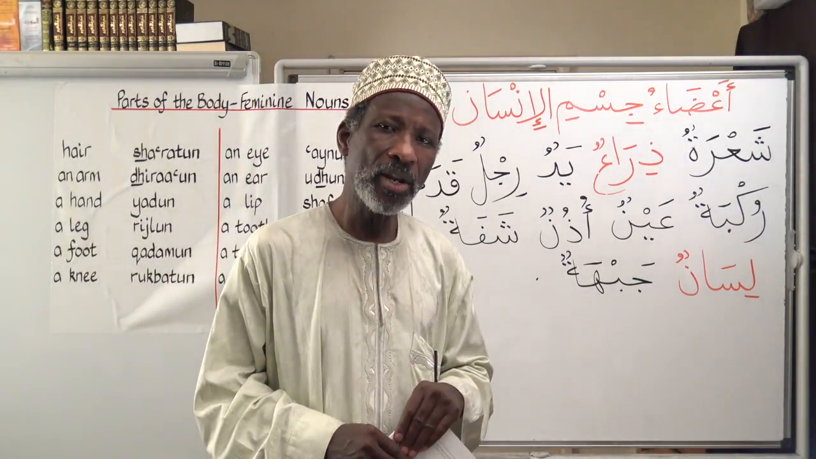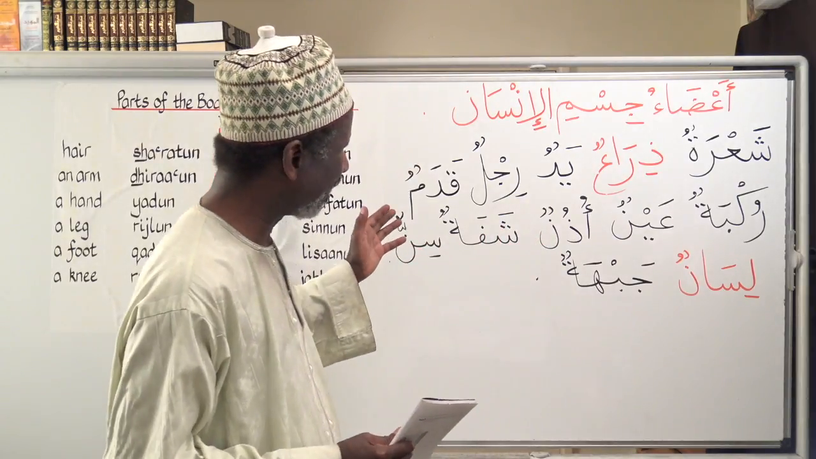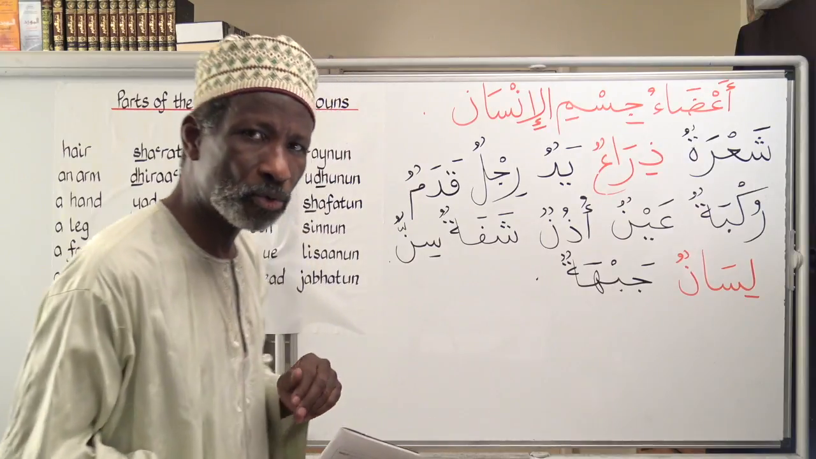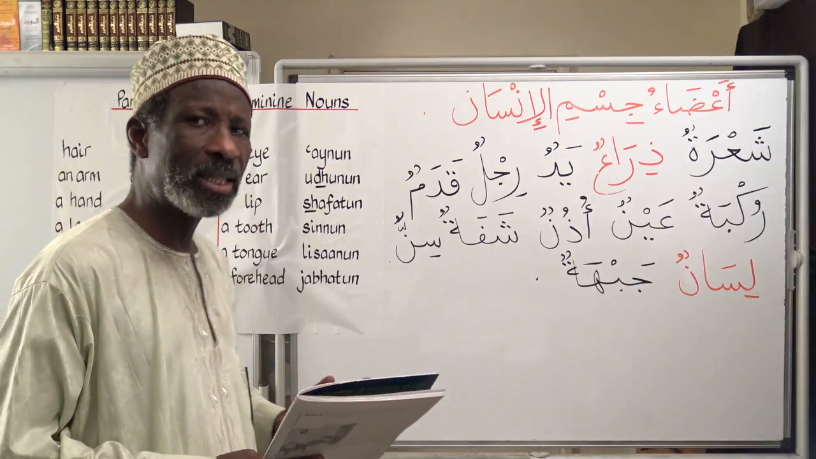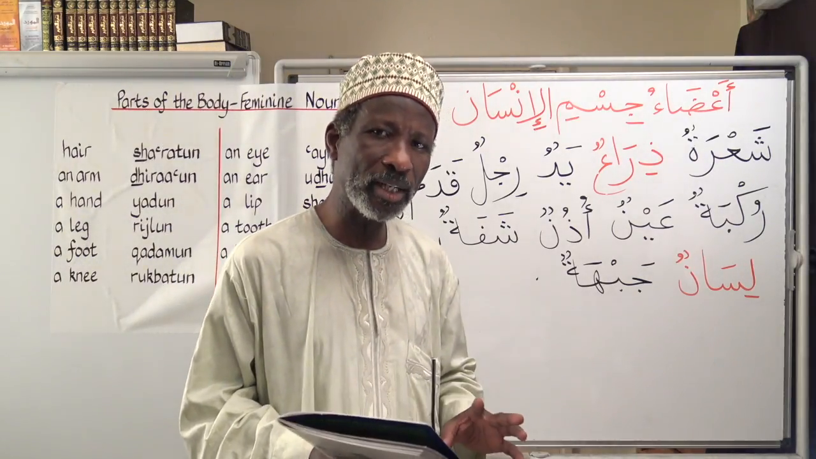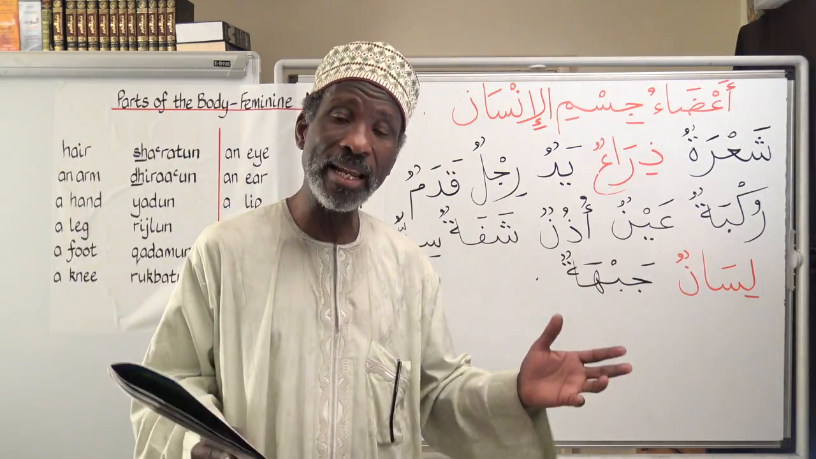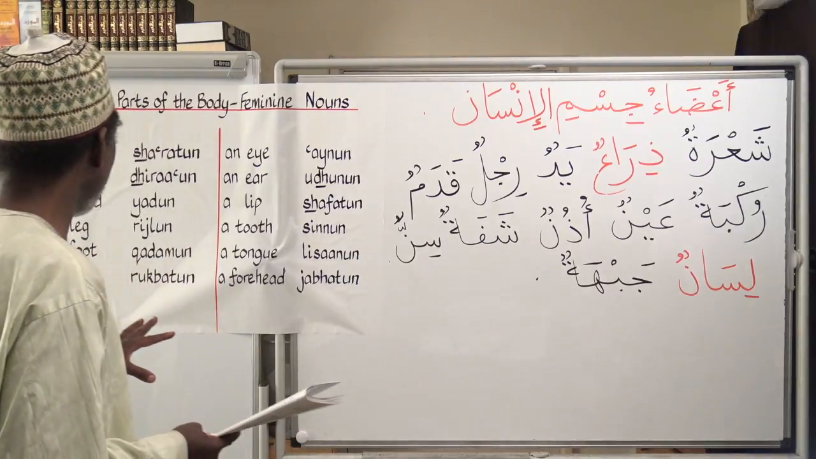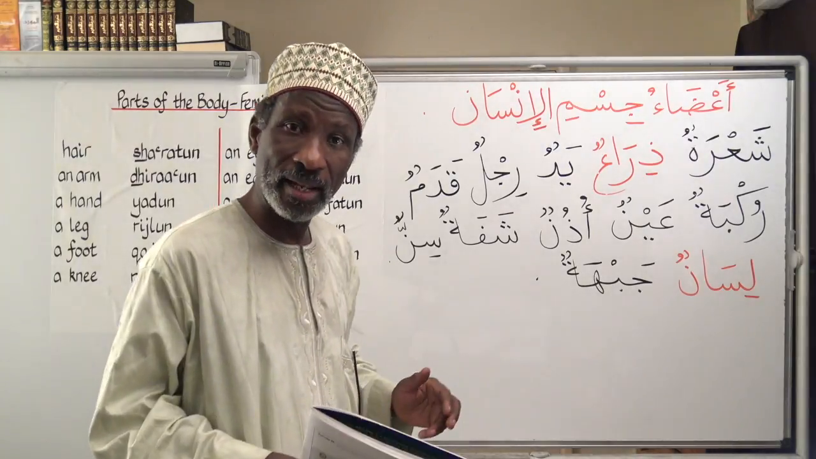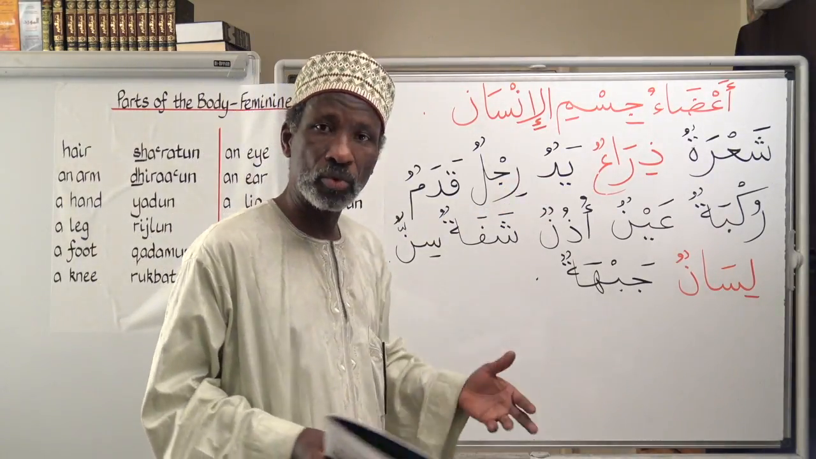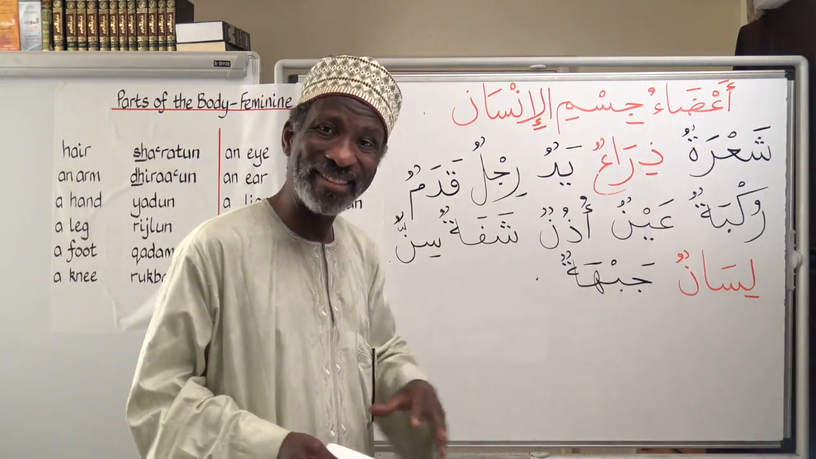But I don't know whether you can notice something going on with these feminine items. Mainly those items that are in pairs in the human body are regarded as feminine for some reason. Not always, but mainly. Look at arm: we have two of them, so it can be feminine. Yadun, two hands, is regarded as feminine.